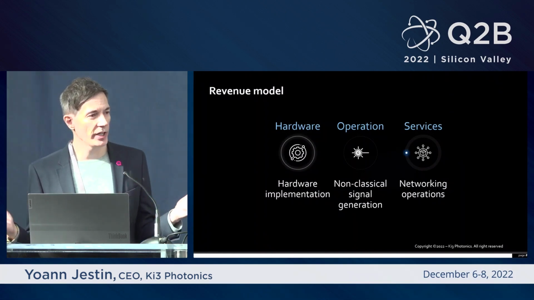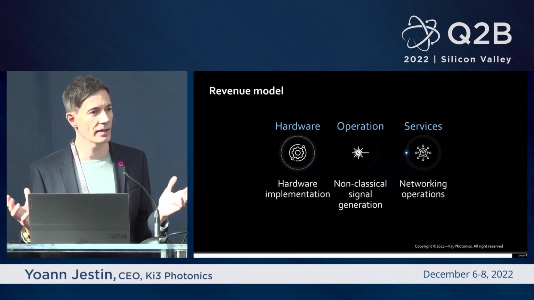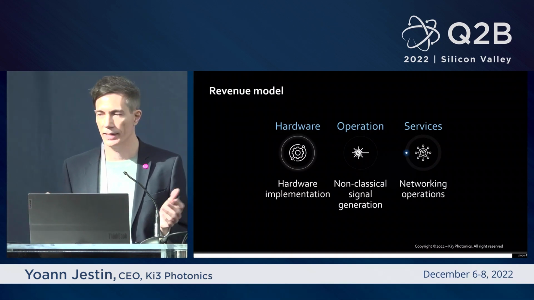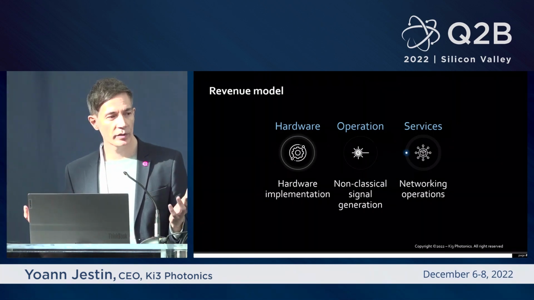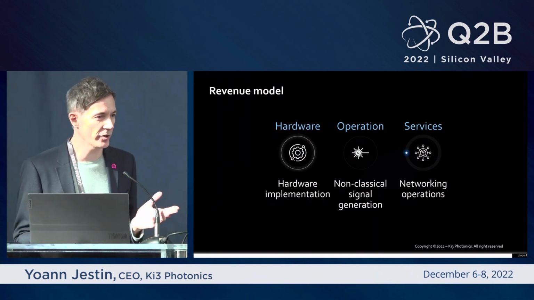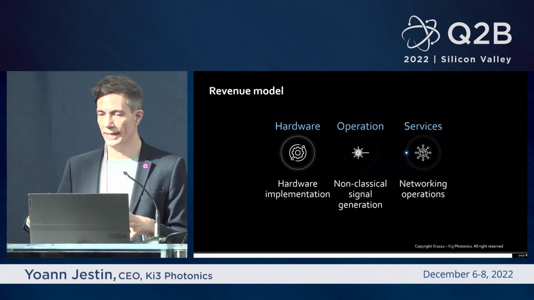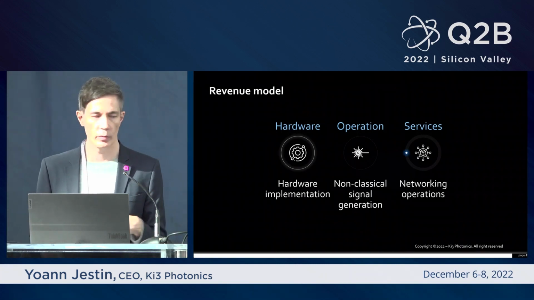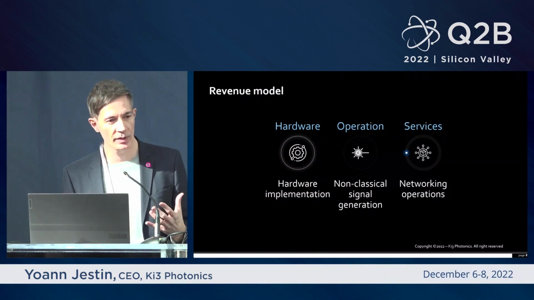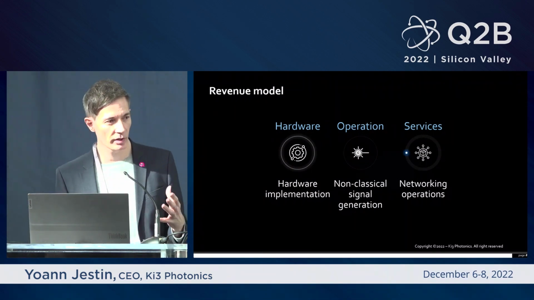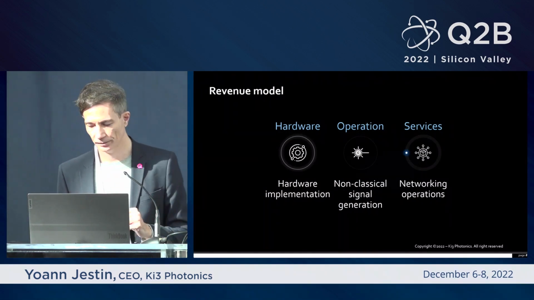So how do we want to generate revenues? A little bit like a classical telecommunication provider is selling you bits of information, we want to sell you quantum bits of information. We want to implement our hardware into the existing optical fiber network that we are using every day to communicate. We're going to generate quantum information, manipulate it, and distribute it to different users.